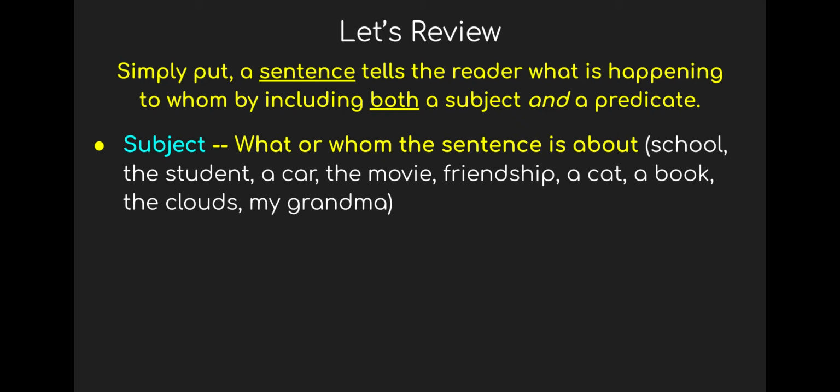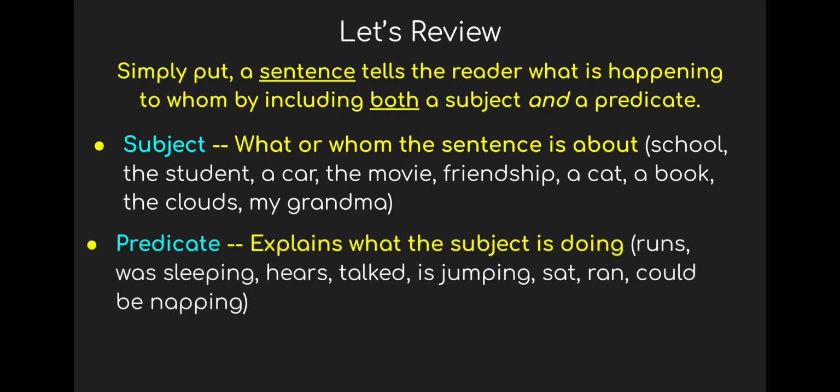A subject is what or whom the sentence is about. School, the student, a car, a movie, friendship, a cat, a book, the clouds, my grandma. Anything that those subjects are doing would be the predicate. It explains what the subject is doing. So runs, was sleeping, hears, talked, is jumping, sat, ran, could be napping. All right, that's your predicate. So your subject is what or whom the sentence is about. Your predicate explains what the subject is doing. For the in-depth lesson on subjects and predicates, please review the video linked in the description below this video.